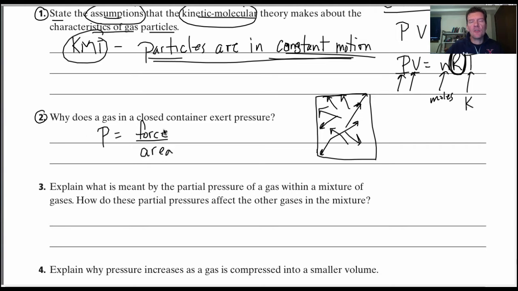And so you can, in your own words, just describe what I mentioned, that the particles are exerting force against the inside of that container. Okay?